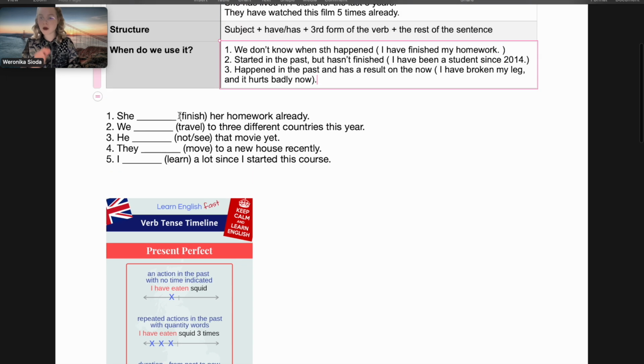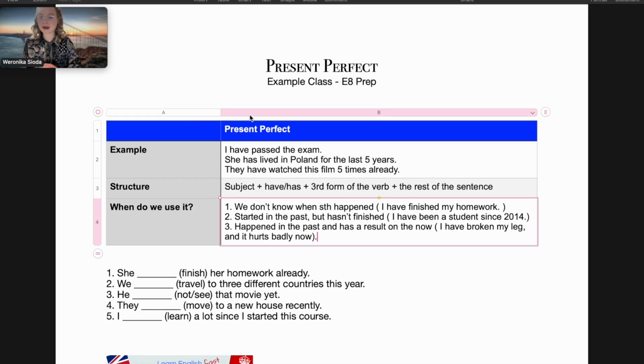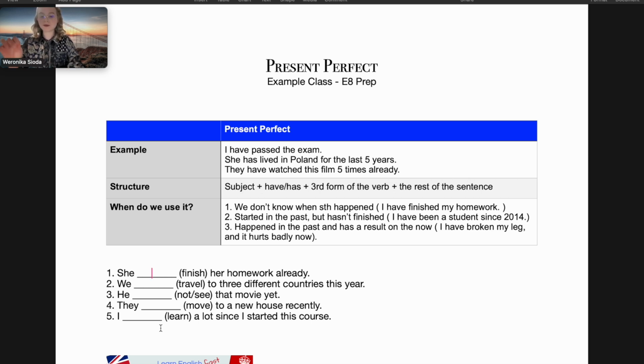And right now, let's look at this exercise. Your task is to complete each sentence with the present perfect tense. You can pause the video for a few seconds and complete it yourself. And yeah, let's check it together. So, she, I need to use the verb has in this case because I have the third form. She has finished, this is a regular verb, her homework already. Right? I do not know when. So this is the first situation.